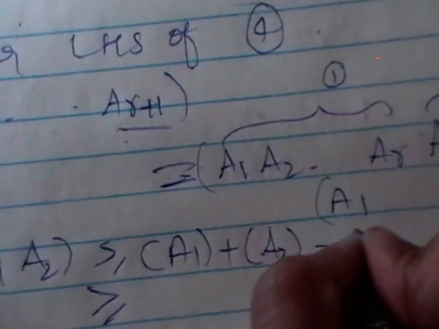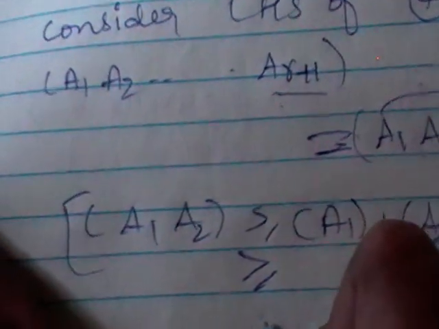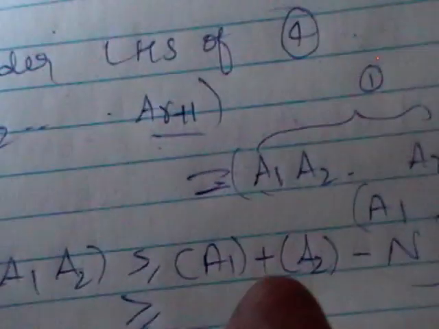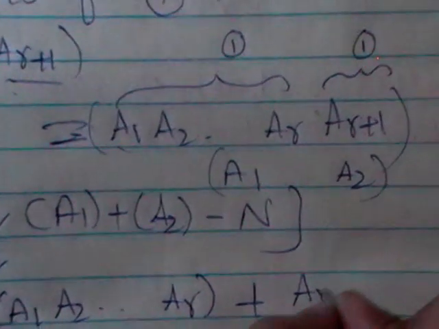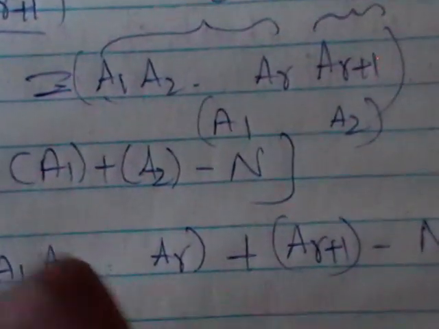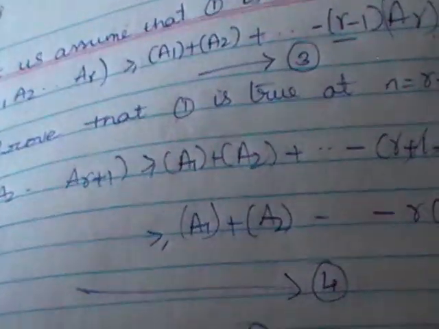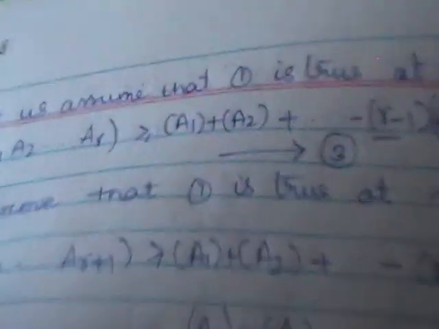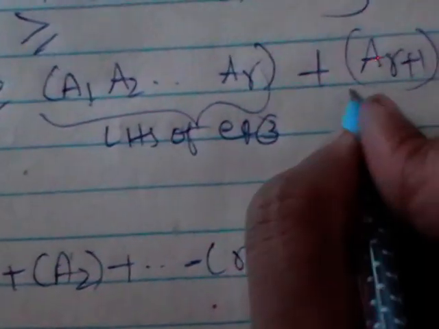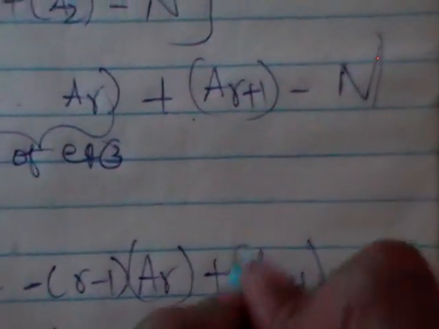greater than bracket a1 plus bracket a2 minus n. So you will get greater than or equal to, treating this as a1 a2 so on ar, plus bracket ar plus 1 minus n. So this is nothing but the LHS of equation number 3. This can be substituted with greater than or equal to a1 plus a2 plus so on, minus r minus 1 into n. Write these two as it is, ar plus 1 minus n.